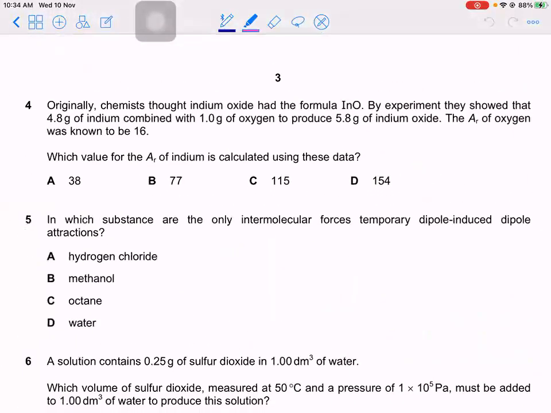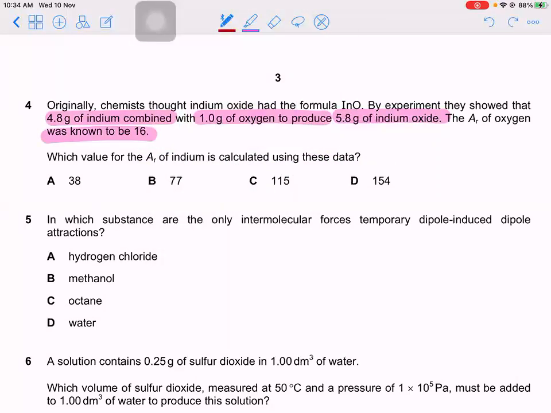Question number 4. Originally, chemists thought indium had the formula INO. By experiment, they showed that 4.8 grams of indium combined with 1 gram of oxygen to produce this much of indium oxide. The AR of oxygen is known to be 16. Which value for the AR of indium calculated using this data?